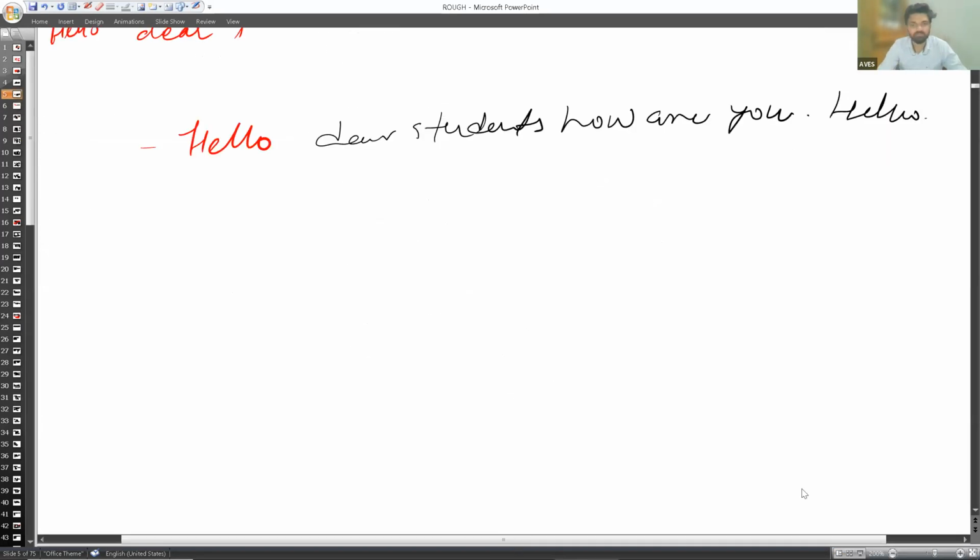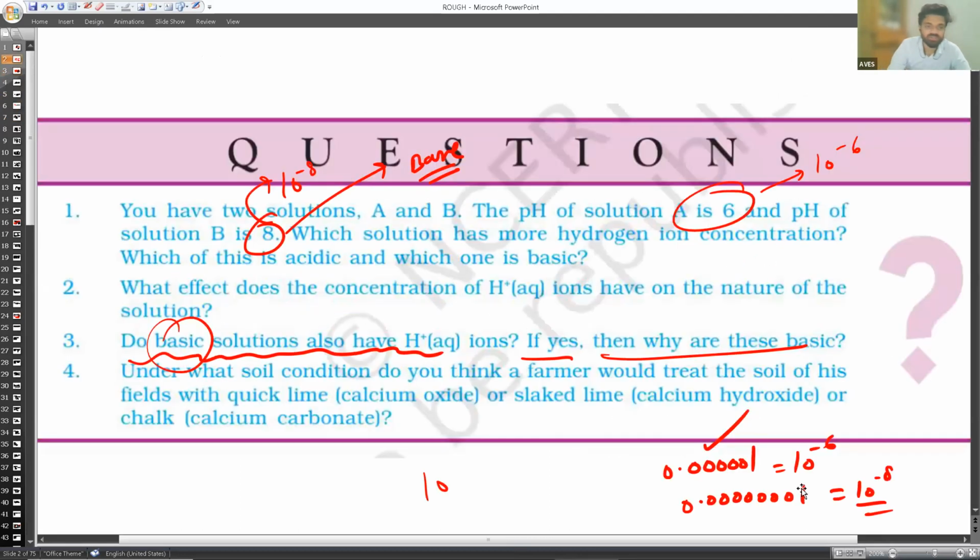If the question comes in your examination that do the basic solutions also have H plus ions? Simply say yes, they have. For example, if a solution has pH 12, then the H plus ion concentration will be 10 to the power minus 12, and that of OH negative ion concentration will be 10 to the power minus 2. Since in basic solutions the OH ion concentration is more than the H plus ion concentration, that's why it is basic.